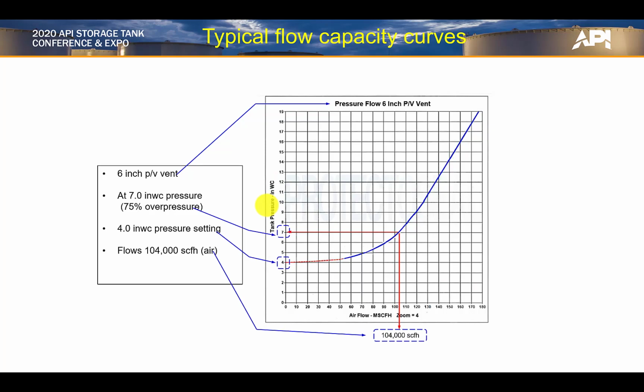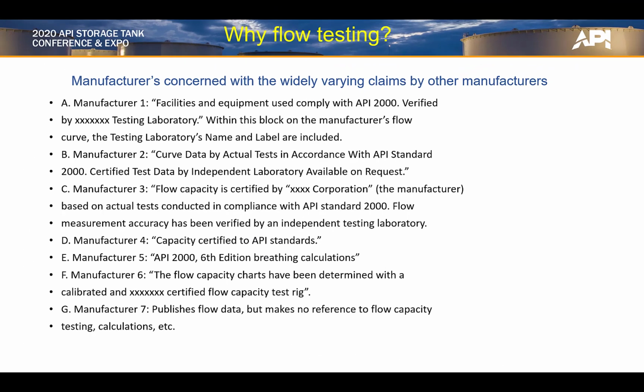But why are we concerned about the accuracy of these flow curves? The consensus of manufacturers was that there are some who do not play by the rules and who have outrageous claims. The statements above show exactly what manufacturers are saying about their flow certifications. These statements are all over the map and are definitely not standardized. This and the next 2 slides were shown to the API 2000 committee, who decided that the issues needed to be studied further by the task group.